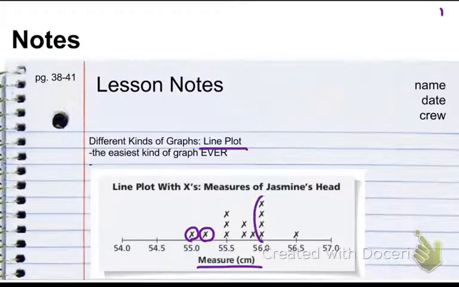So for instance, I know that 4 people had 56. So if I was to list these out, I would have 55, I would have 55.25, 55.5, 55.5, 55.5. There's 3 of those right there. And I can tell really easily on this what my mode is. I can find my median by counting how many X's there are and finding my middle X. I can even find my mean by kind of trying to balance this in a certain way. So this is a very, very versatile and easy to put together plot.